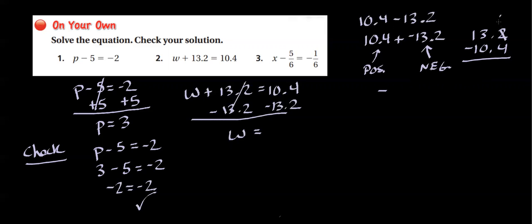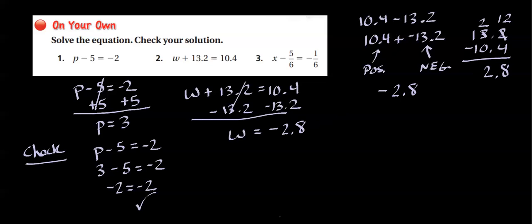All right, so to do this subtraction, I got to do a little bit of borrowing here. 12 take away 4 would be 8. Drop my decimal straight down. 2 minus 0 is 2. So I have negative 2.8. So I think my w is negative 2.8.